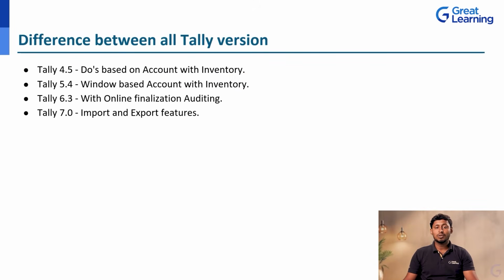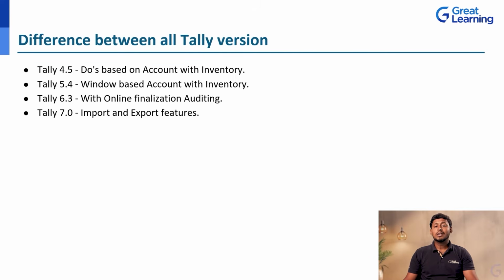They need to verify. So in this 6.3 version, they have given online finalization of the auditing process. That is the one feature they have added for this 6.3. They have added a few more, but this is the major feature or change they have made in this 6.3 version.